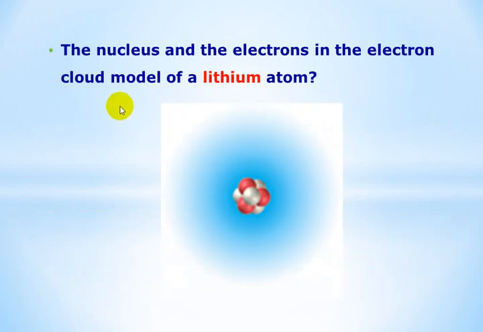Here is an electron cloud model for the lithium atom. The lithium atom has 3 protons, 4 neutrons, and 3 electrons existing in this space, but as we mentioned, the number of electrons is not shown here.